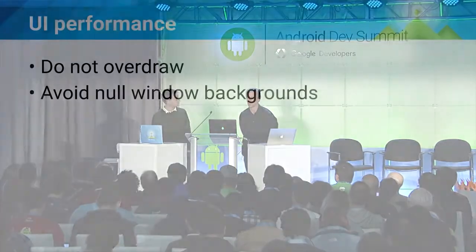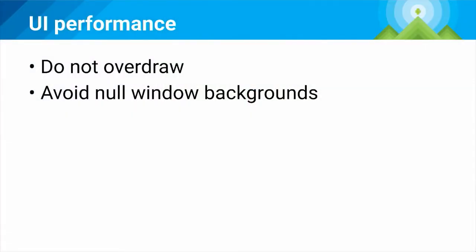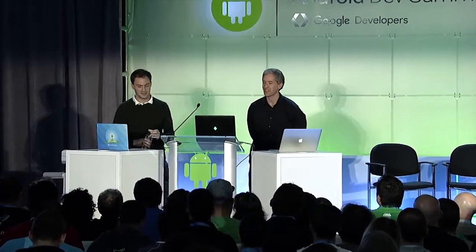Null window backgrounds may seem like a good idea at the time. It was a good idea a long time ago. They tend to create artifacts on the screen. So if you've ever seen something like when the keyboard comes up, you'll see either garbage or black on the window, in the space where the keyboard is animating over. It's because someone decided to assign a null window background.